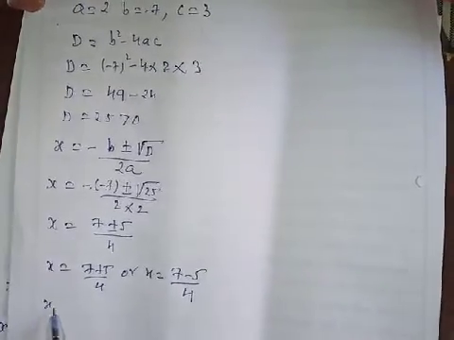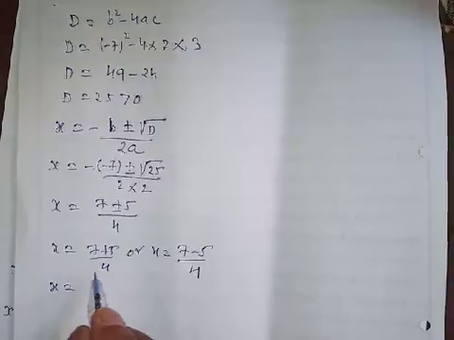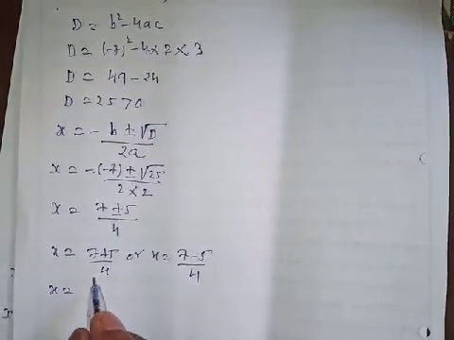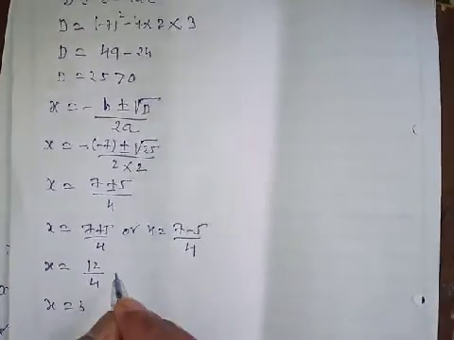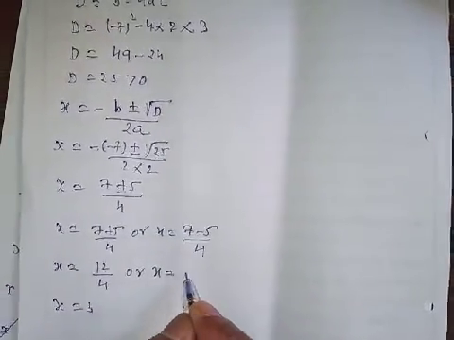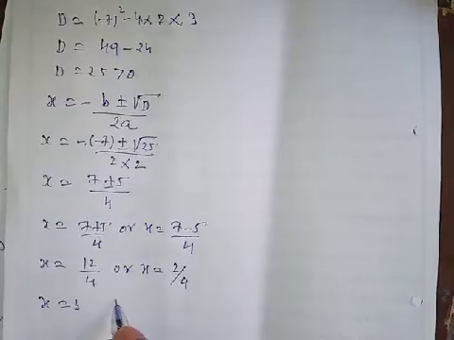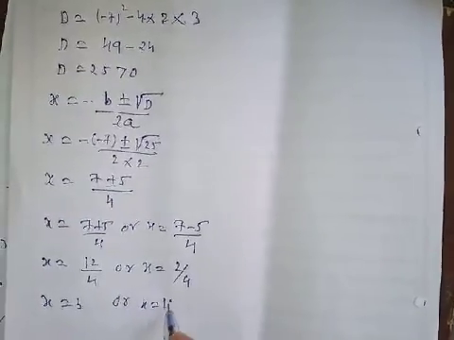What is 7 plus 5? 12. 12 by 4. So x is equal to 3, or x is equal to 2 upon 4. So x is equal to half.